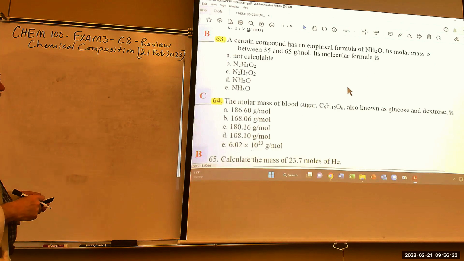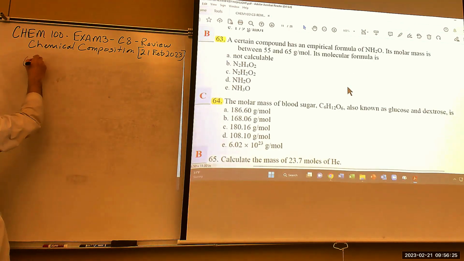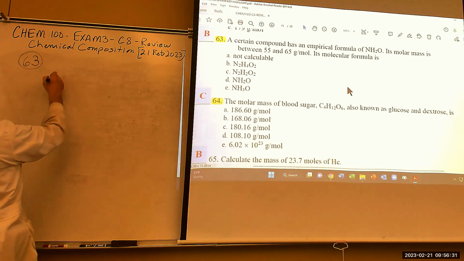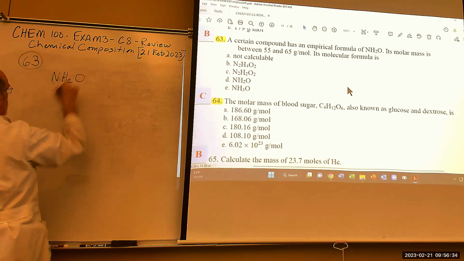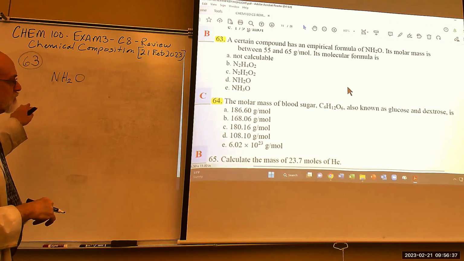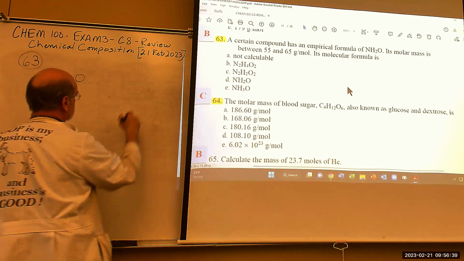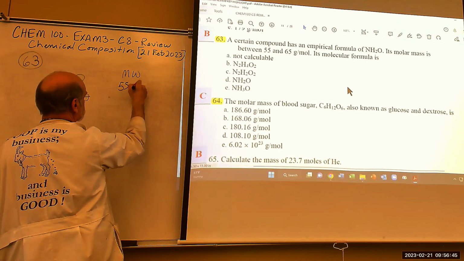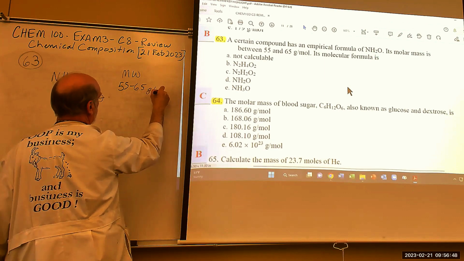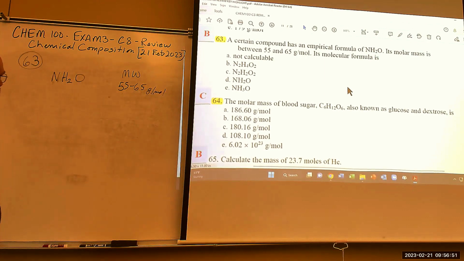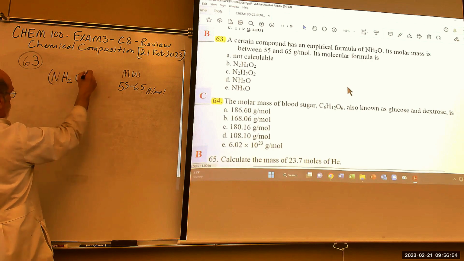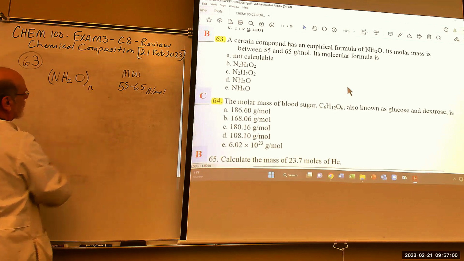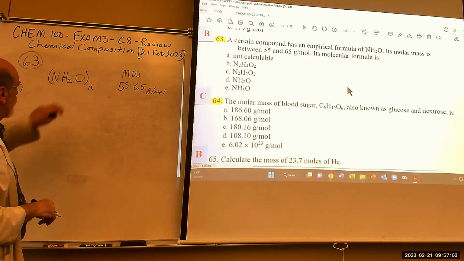Now 63. A certain compound has an empirical formula, NH2O. That's the empirical formula. Its molar mass is between 55 and 65. So I abbreviate that: molecular weight is 55 to 65 grams per mole. What's its molecular formula? If this is the empirical formula, we need to find the multiplier. Let's use N. So what's the empirical weight of that?